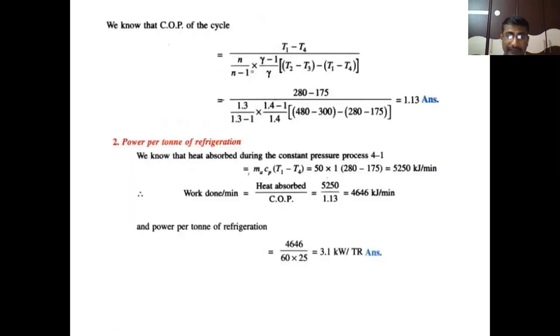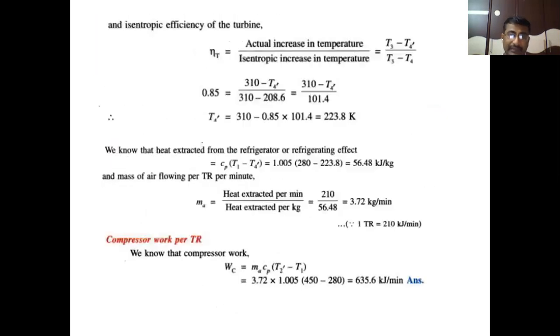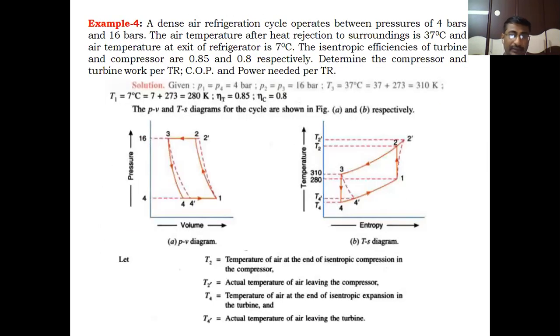Like this, you have to find the asked parameters. This is example 4. It is related to the dense air refrigeration system. Dense air means a closed air refrigeration system. Whatever the cycle, dense air or closed air, or otherwise open air, both operate on the Bell-Coleman cycle itself.